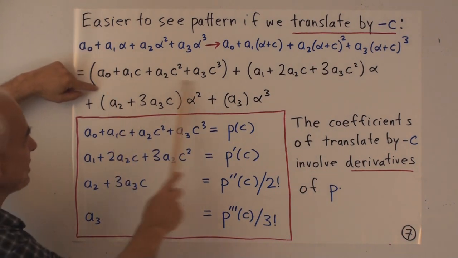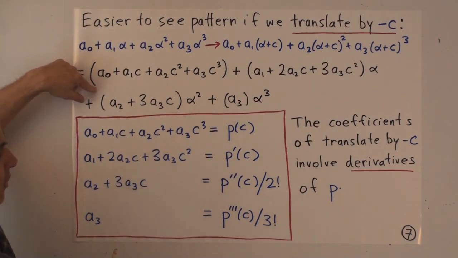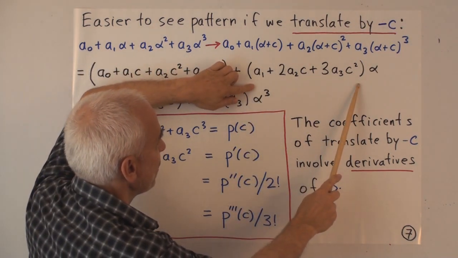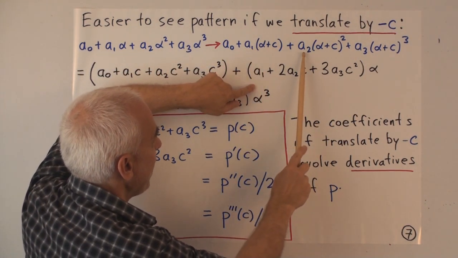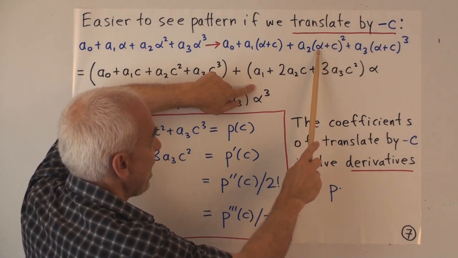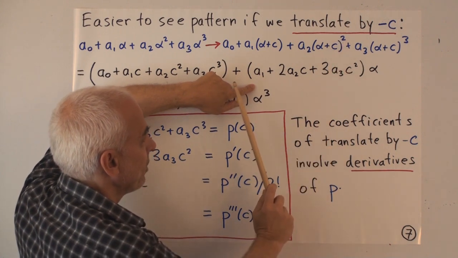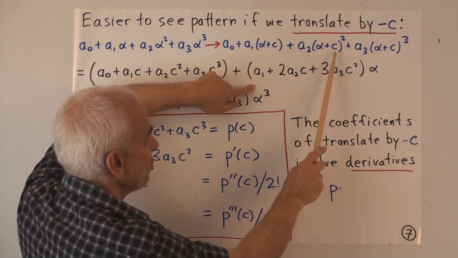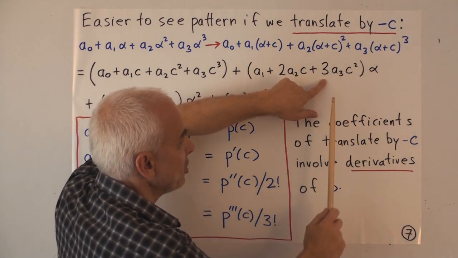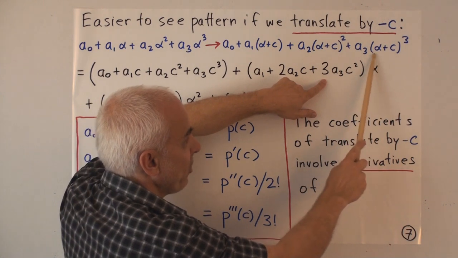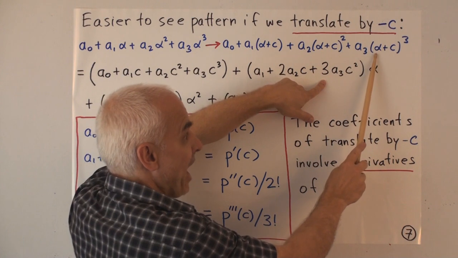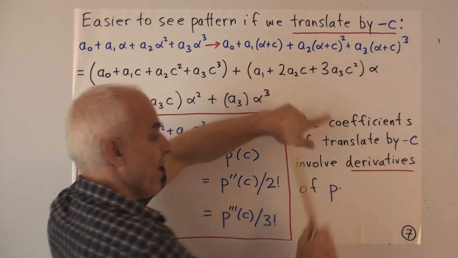You're going to get this as being the coefficient without any alpha term. This is going to be the alpha coefficient. A1, A2 times 2C, because when you expand this you get alpha times C times 2. So it'll be 2A2 times C times alpha. And over here 3A3C squared coming from the alpha term in the binomial expansion of this, which will be 3 alpha C squared. That's why we're getting that.